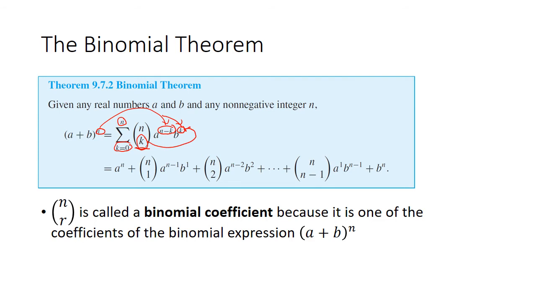That matches right there. And then n minus k on the a is just to make it add up to n. Okay, so I hope this formula makes sense to you. If it doesn't, don't worry about it too much, but that is the formula. And then if you expand it and just write it out with the ellipses, you get this right here.